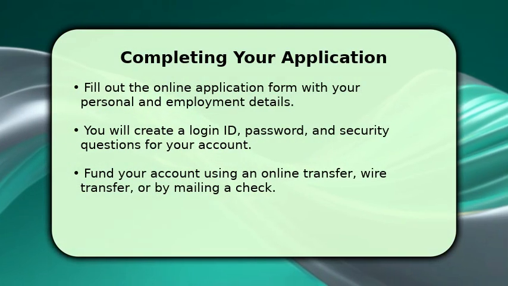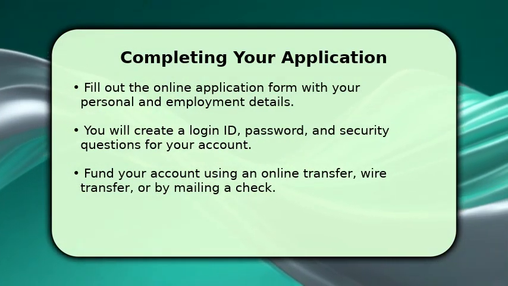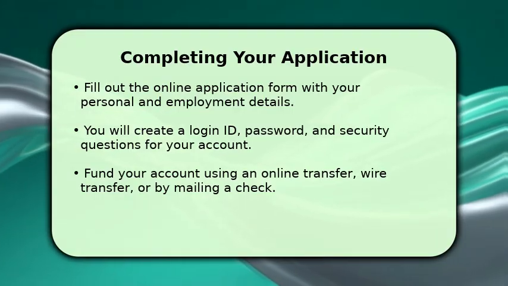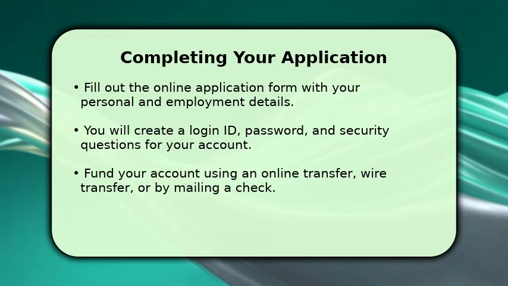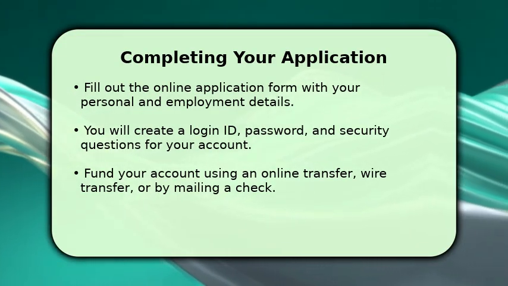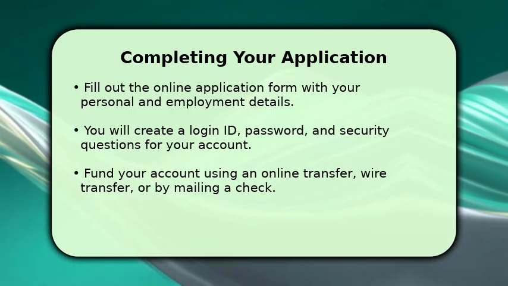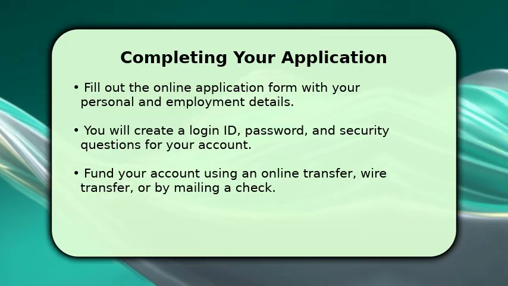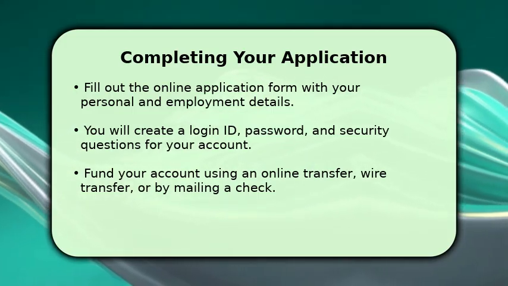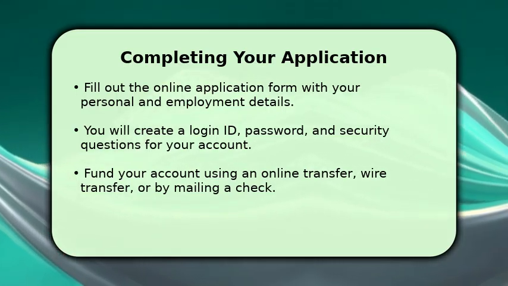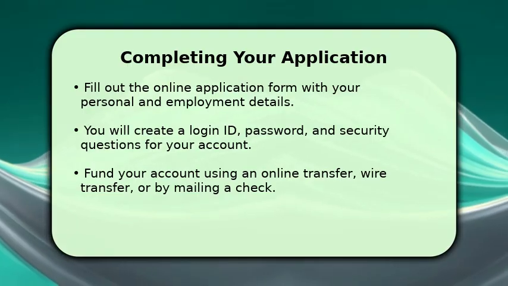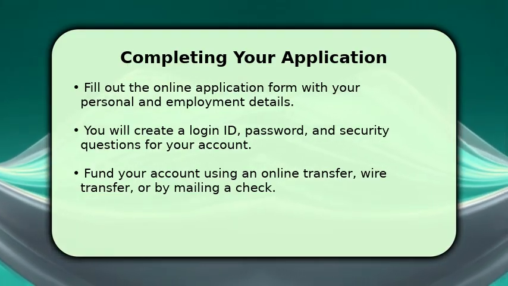Now, proceed to fill out the online application form with your personal and employment details. You will create a unique login ID, a strong password, and select security questions for your account's protection. Once the application is complete, you can fund your account. Options include linking an external bank account for online transfers, initiating a wire transfer, or mailing a check. Linking a bank account usually involves a quick verification step.